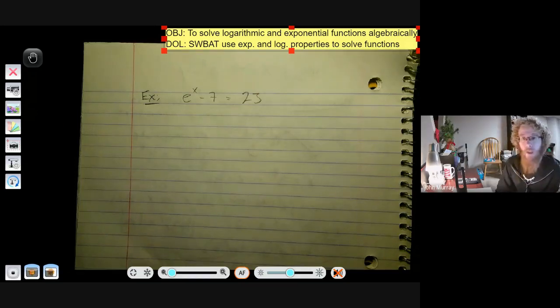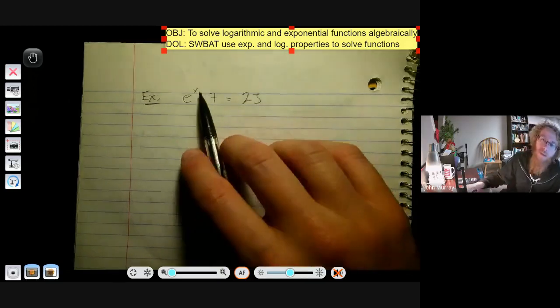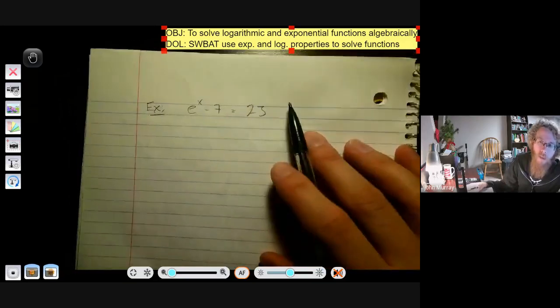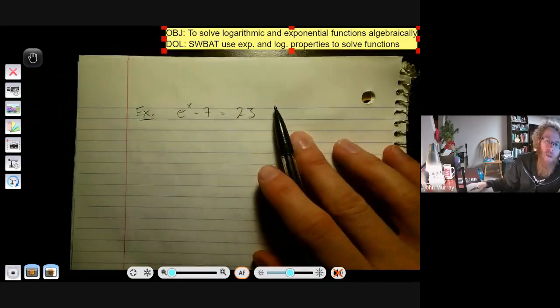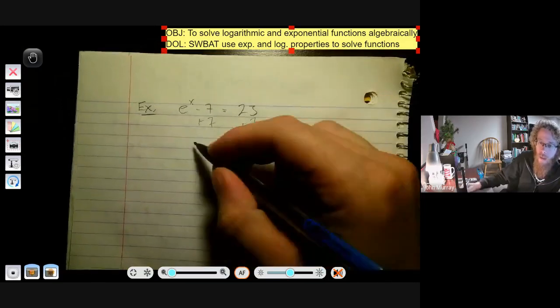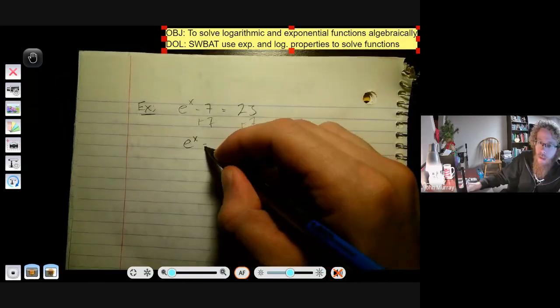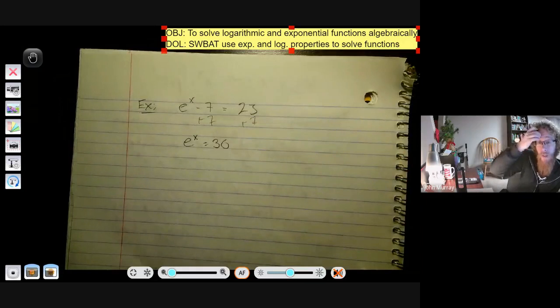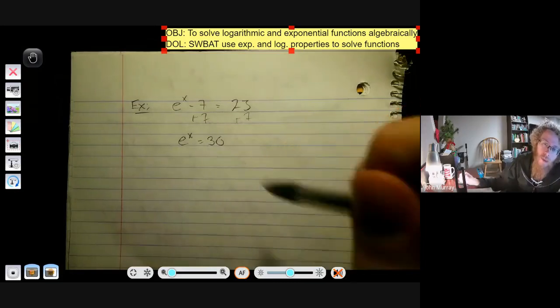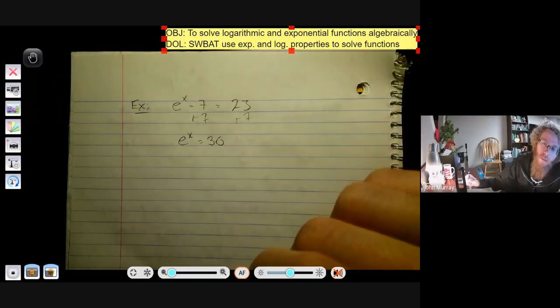All right. So again, we work from the outside in to isolate the x. All right, so I can't take the natural log because I have this minus 7 here. Well, how do we get rid of a minus 7? We add 7. Okay, so in adding 7 to both sides, our result is e to the x equals 30.